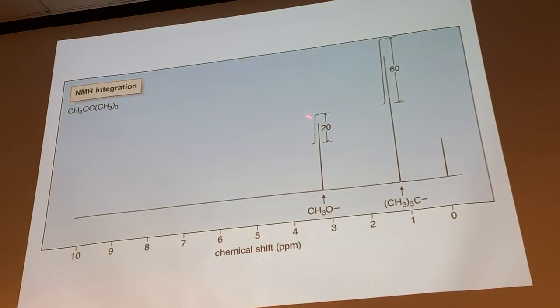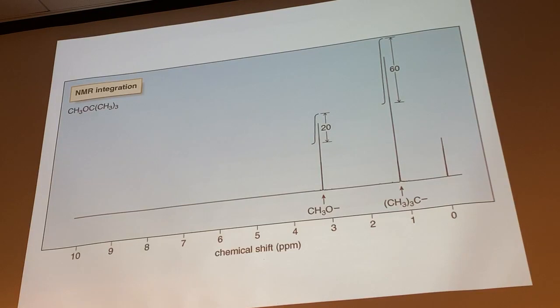Sometimes you just get a curve, an integral curve, and what you have to do in that case is take a ruler and just measure the height of those curves. And that's what's going to be proportional to the area under the curves. This curve is 3 times as high as that one. On more modern instruments, you'll get a number, and those numbers are ratios. You can easily see from these numbers that there's a 3-to-1 ratio. Okay?